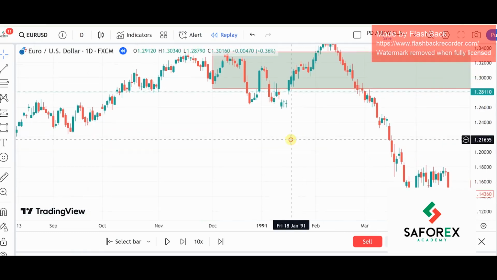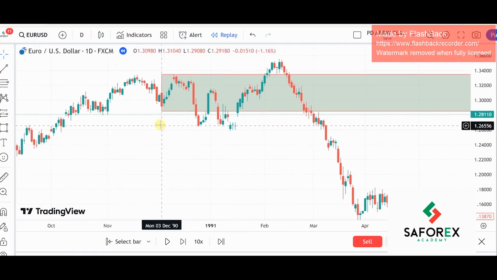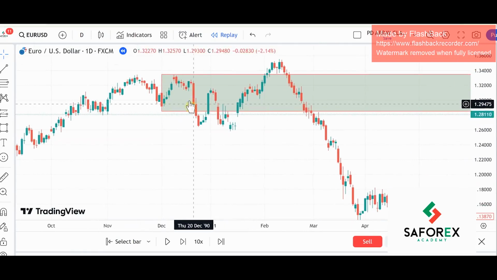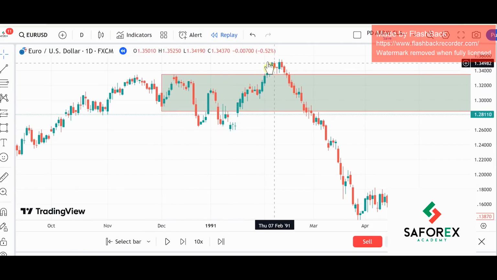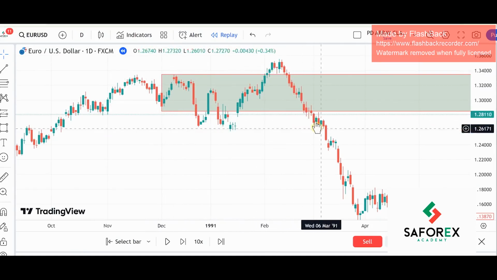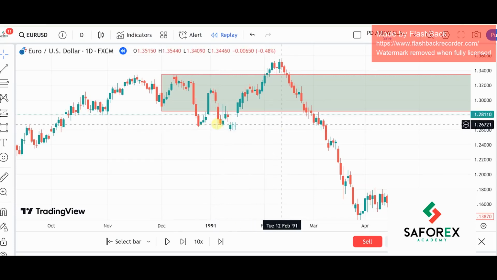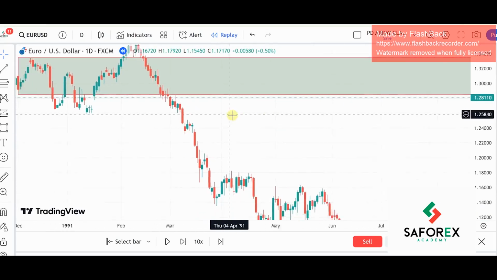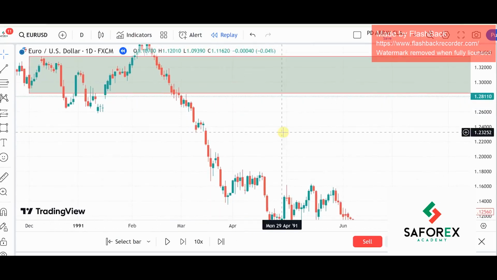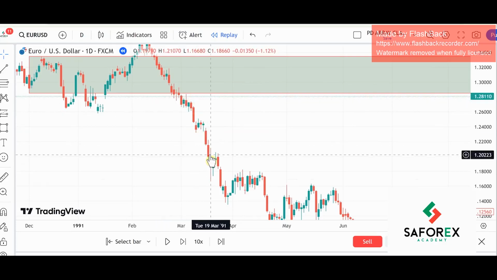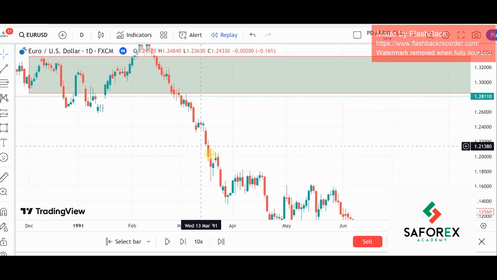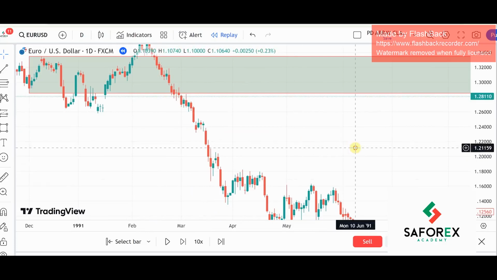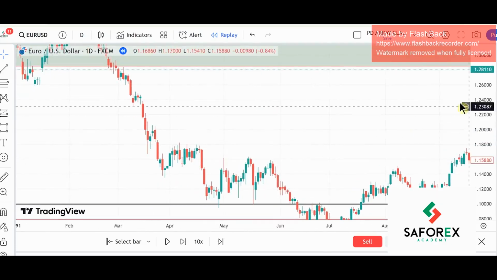Okay, now you can see a change of character here, right? You can see a change of character here, and here at this point. Or you can decide to use this break of structure here, and you see this change of character here. So you always see a change of character in the lower time frame before you look to join that trend, for a position of a buy or a sell. You want to see a change of character in the lower time frame.